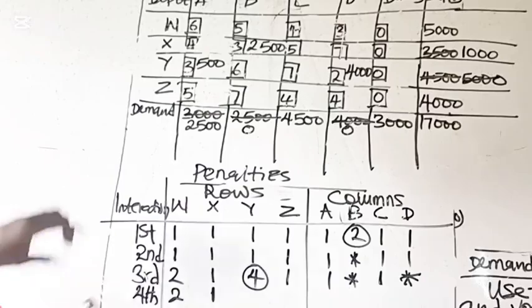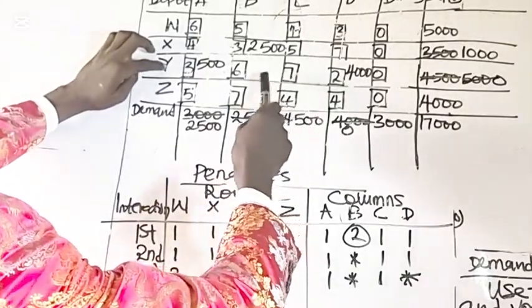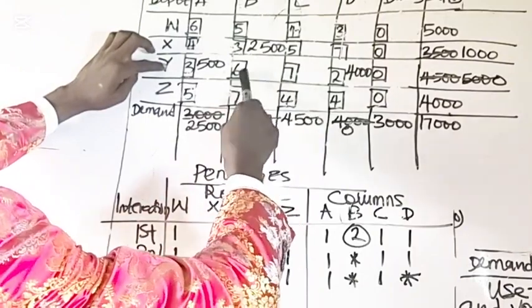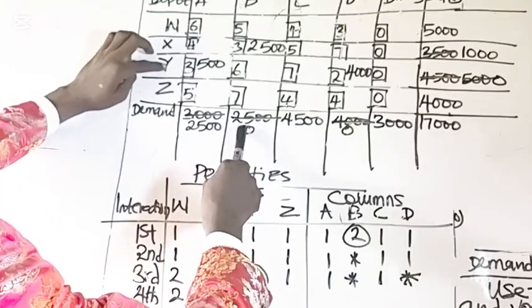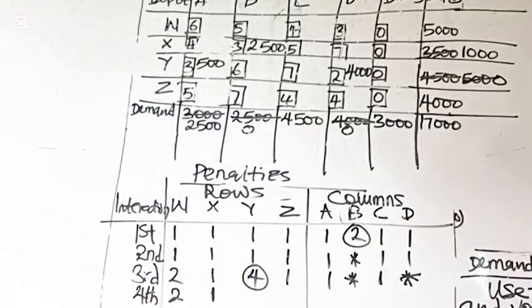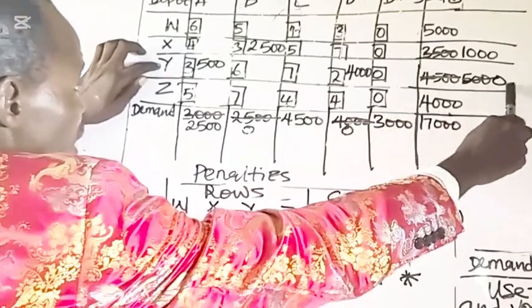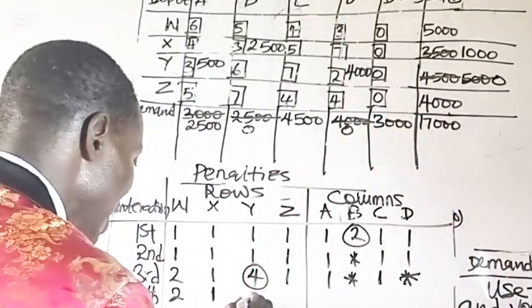Then for row Y, so you have 6. You can't use 6, since you've exhausted what you have there. In fact, for Y, you finish what you have in that row. So no further allocation can be made there. Just put asterisk.